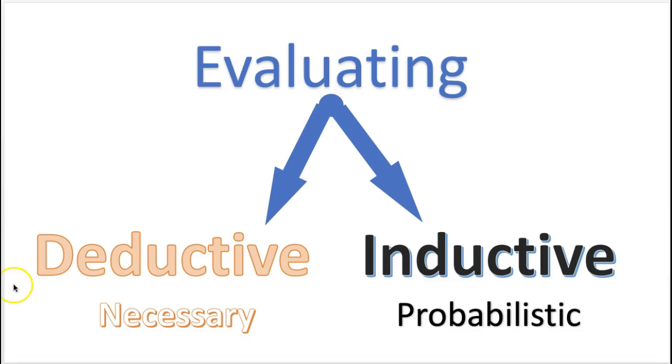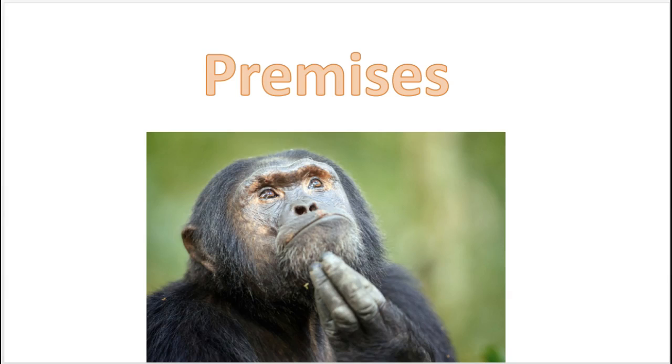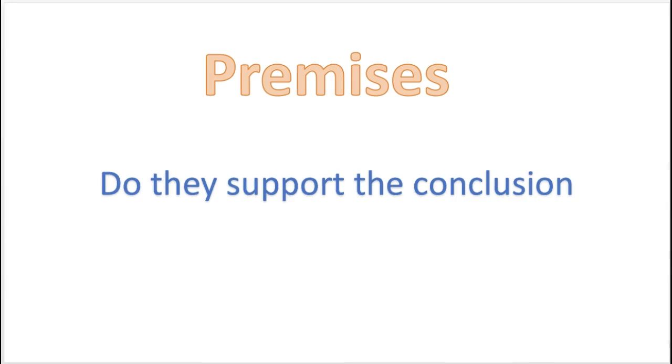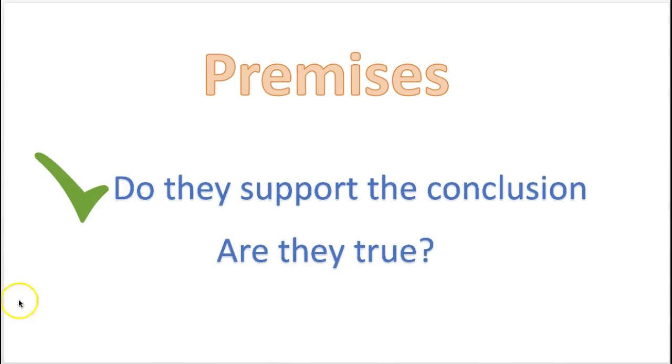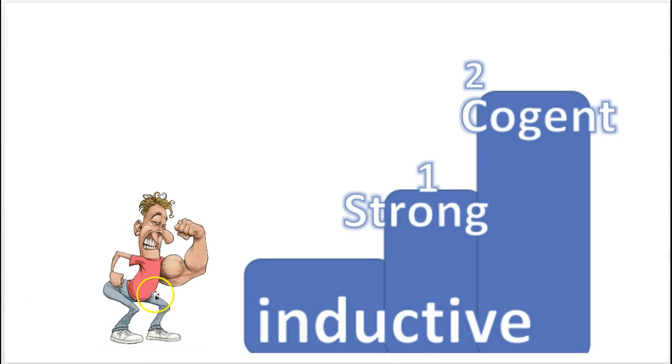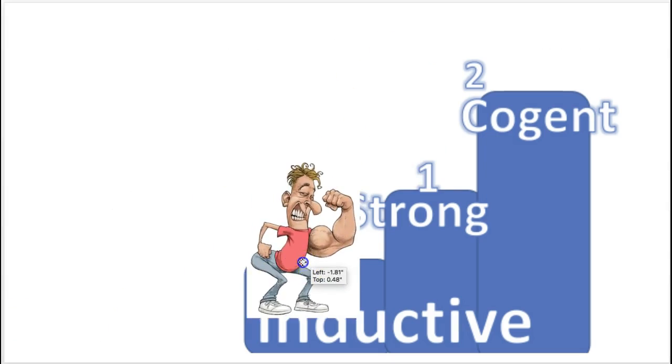You remember the two different types, deductive and inductive: necessary reasoning and probabilistic reasoning. Same for inductive arguments. You look at the premises and ask, do they support the conclusion? And are they true? Evaluating an inductive argument is the same as a deductive. Do they support the conclusion? If they do support the conclusion, now you have what is called a strong argument.